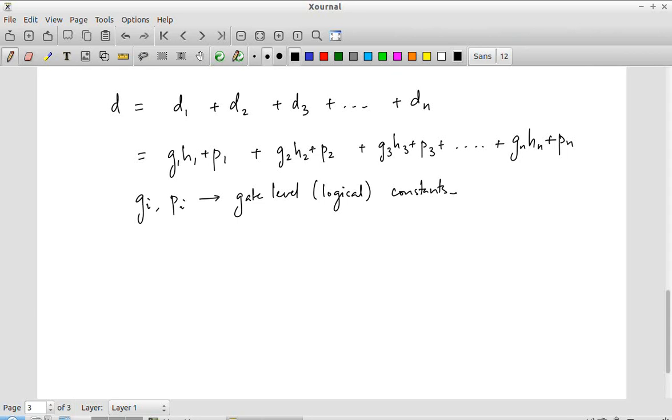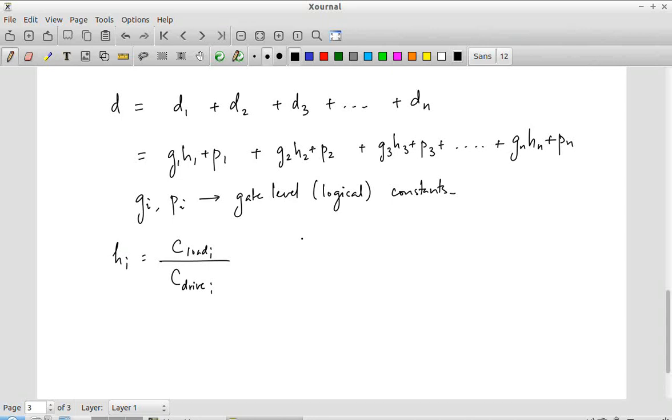That directly depends on the circuit. In general, the Hi is given by the load capacitance at i divided by the drive capacitance at i. What do I mean by drive capacitance? The self capacitance of that gate. Okay?